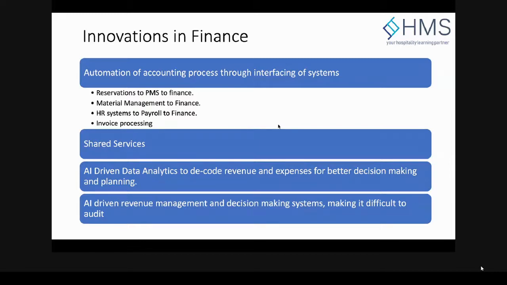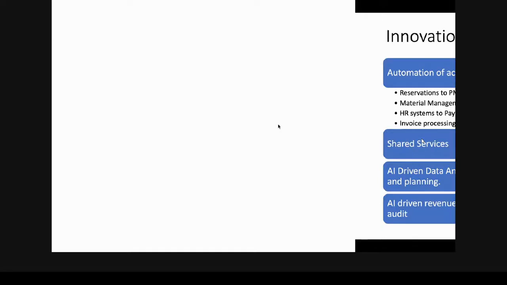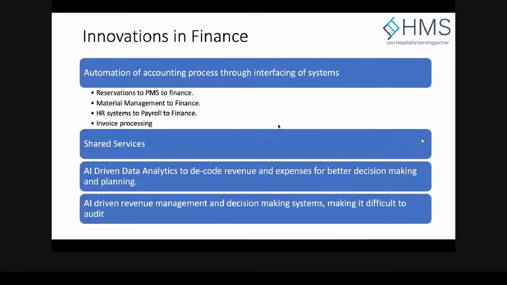Then there are AI-driven data systems now to do the revenue planning and make the revenue pricing decisions. These decisions are done automatically. It will not be very distant to say that the pricing of hotels nowadays is defined by the systems, not by manual intervention. And because hospitality involves moving a lot of data, and many of these are driven by artificial intelligence, it makes it difficult to audit. So these are the key innovations in the finance department.